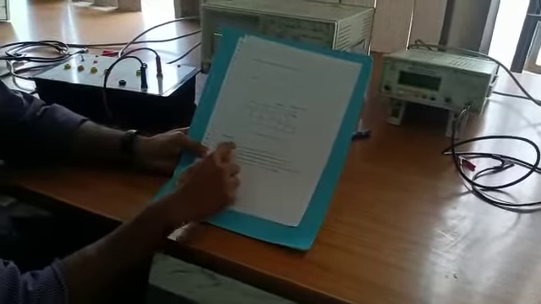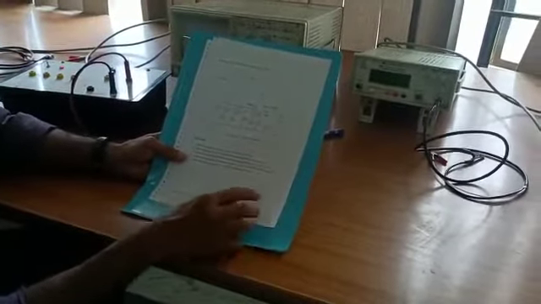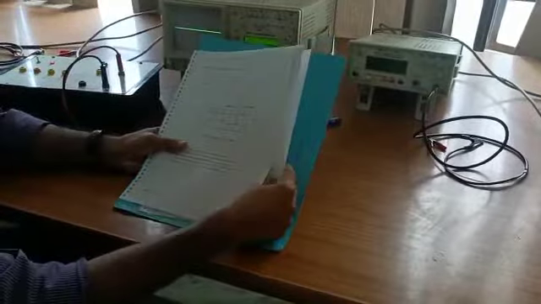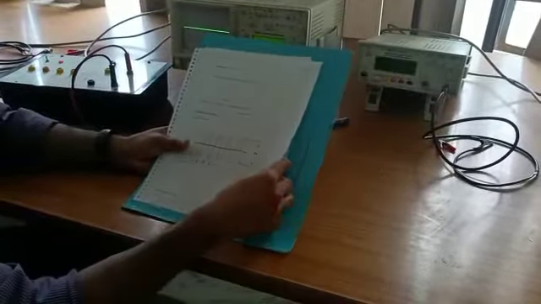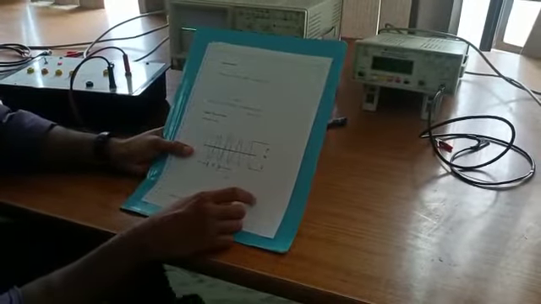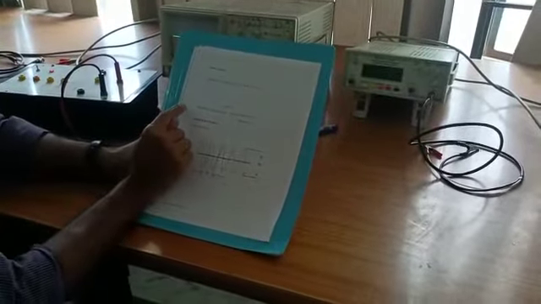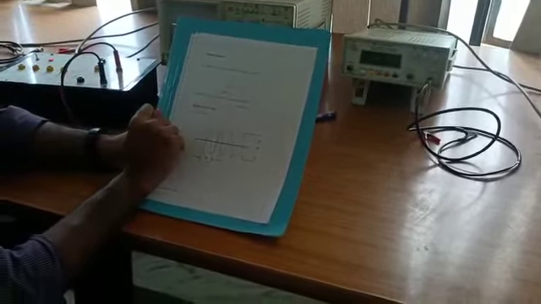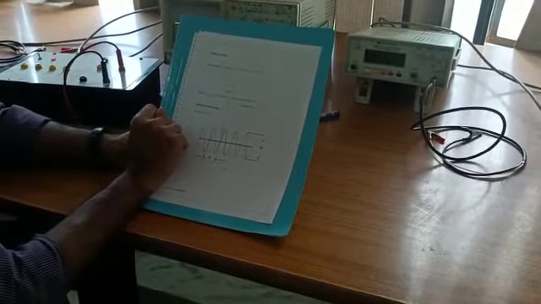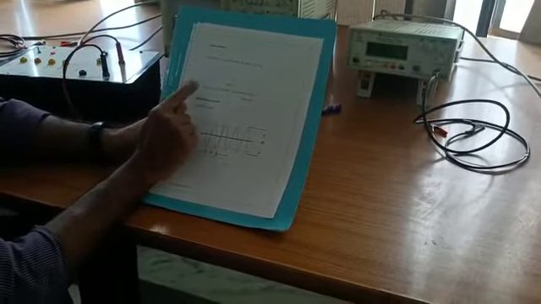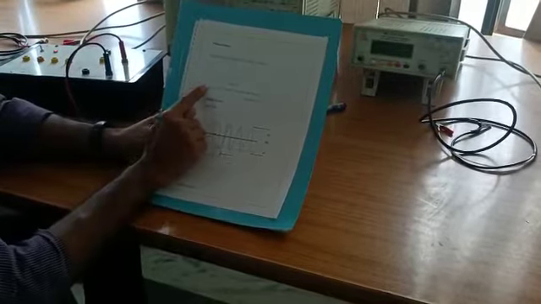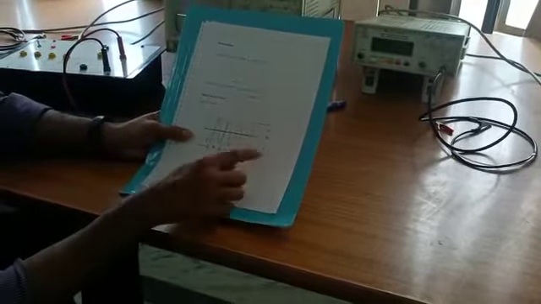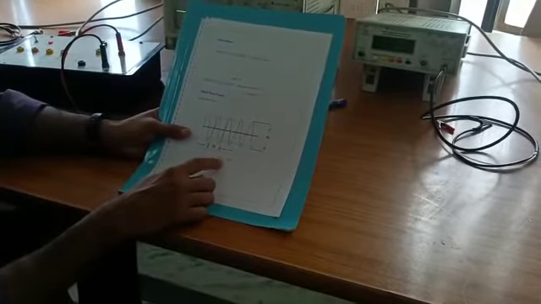So this is the procedure to perform the experiment, and in this experiment we have to calculate its practical frequency, and then we have to compare it with its theoretical frequency. The theoretical frequency will be calculated by using this formula, and the formula is 1/(2π√6 RC). And this is the model waveform of this experiment.